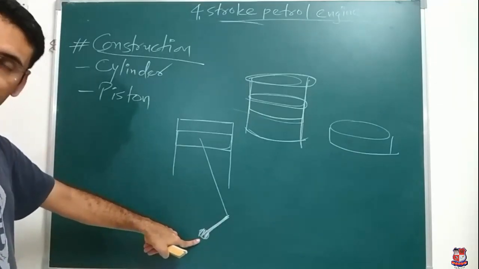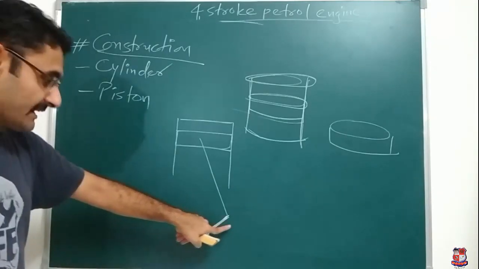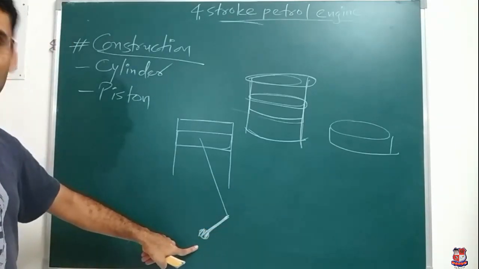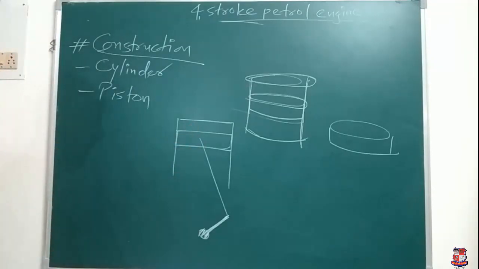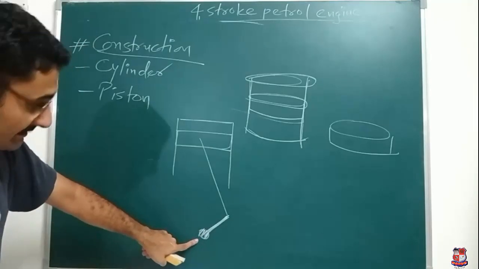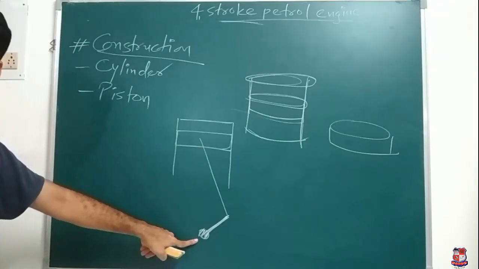Now how power is produced, later we will discuss, but right now what you will remember is that connecting rod is connected with the crankshaft or main shaft, and main shaft means what? It is such a shaft on which power is produced. Okay, now that main shaft is connected at the rear tire of our vehicle.